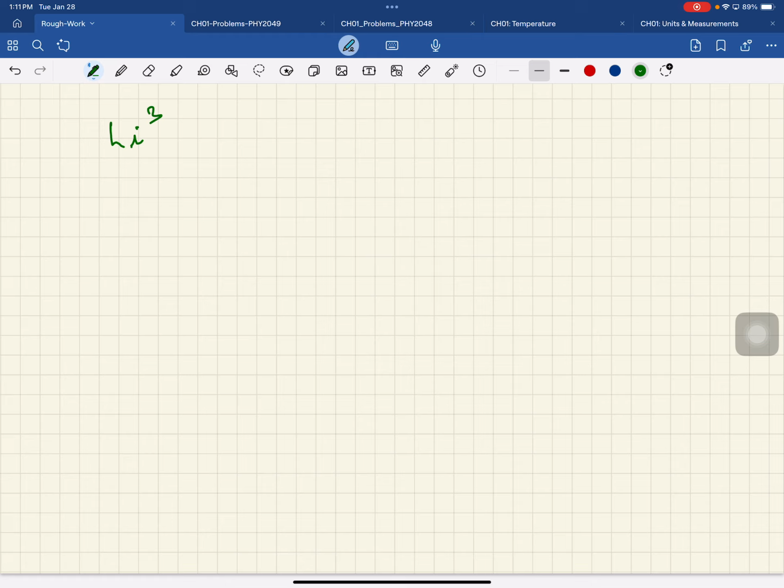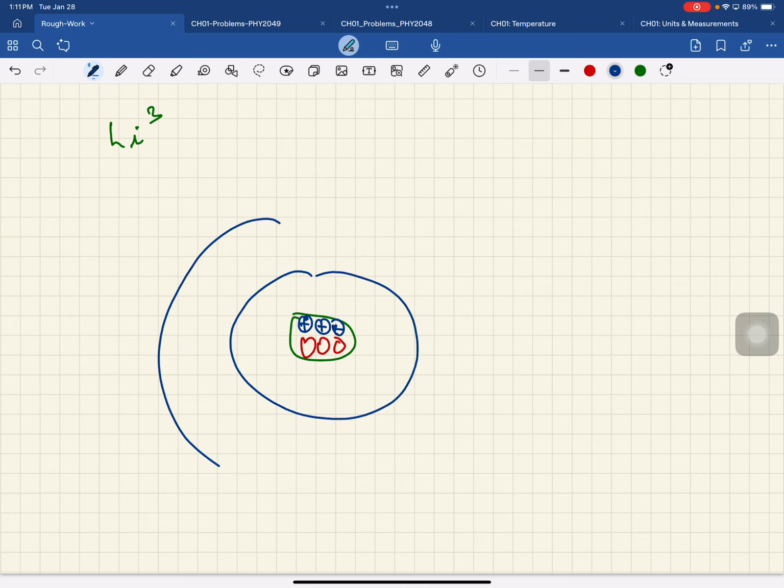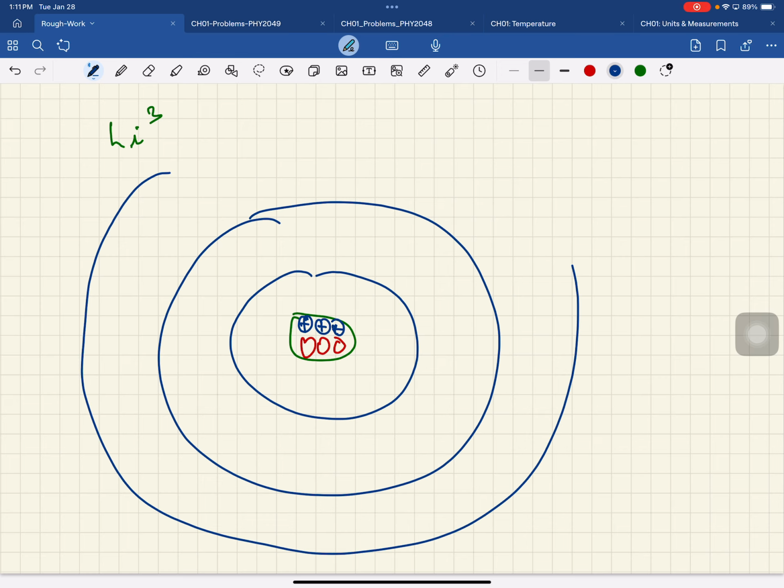So what that means is the lithium has 3 protons. So here's the nucleus. And here are the allowed orbitals. Every atom is neutral, of course. The inner shell has 2 electrons, and the lithium atom has 3 electrons. So there are the 3 electrons. Okay. 3 protons, 3 electrons, and the atom is neutral.